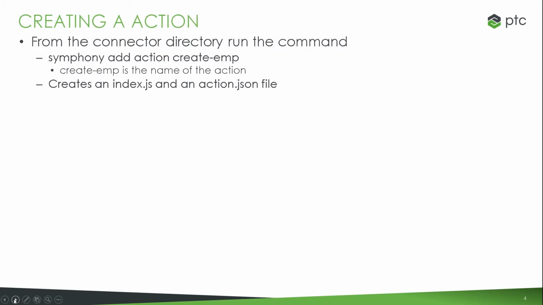To create an action, we use the Symfony add action command. In this case, we are passing in the create EMP as the name of the action. This will result in creation of a new folder for the action and an index.js file and an action.json file.